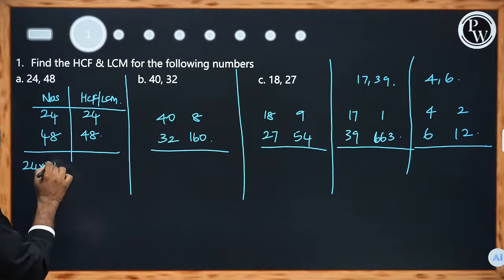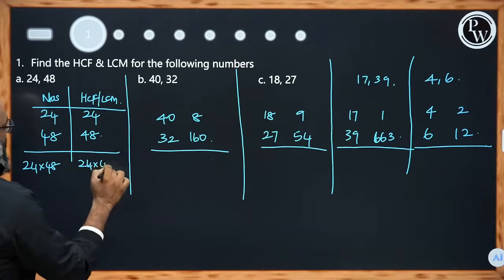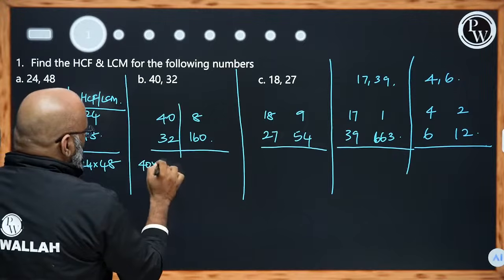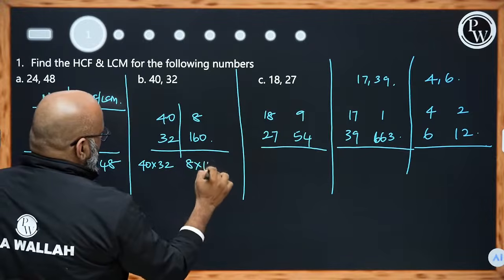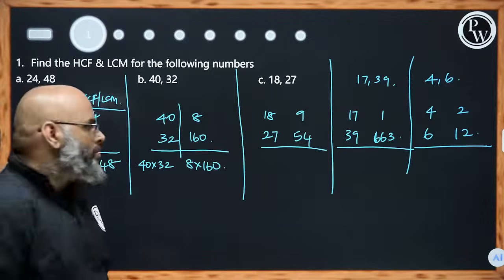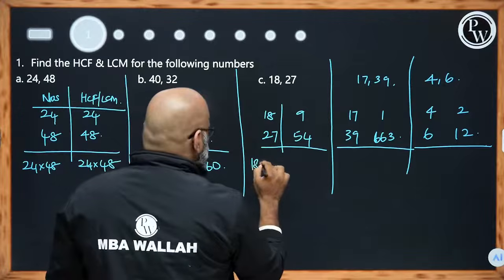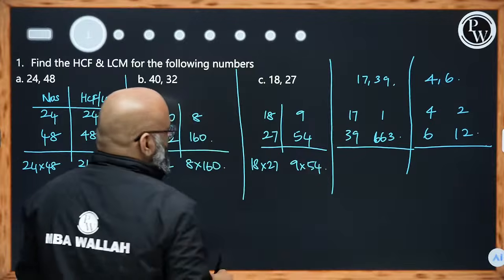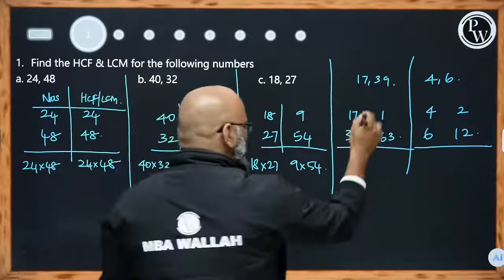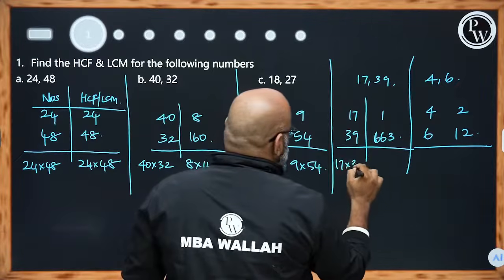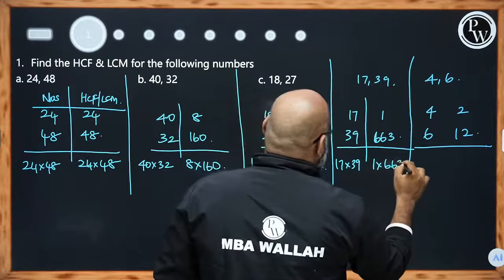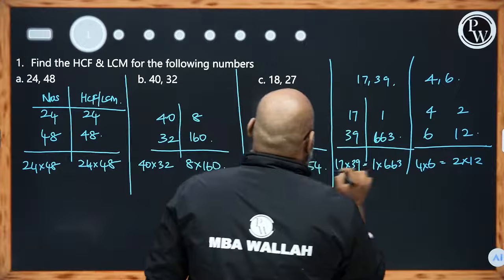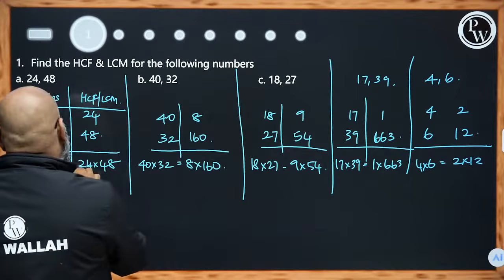24 into 48 is equal to 24 into 48. Check this out over here. 40 into 32 is equal to 8 into 160. Right? Check this out over here. If you notice, 18 into 27 is equal to 9 into 54. You will realize that it is happening all the way. 17 into 39 is equal to 1 into 663. 4 into 6 is equal to 2 into 12. They happen to be equal in all cases.